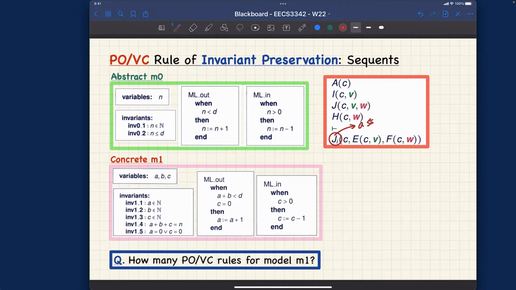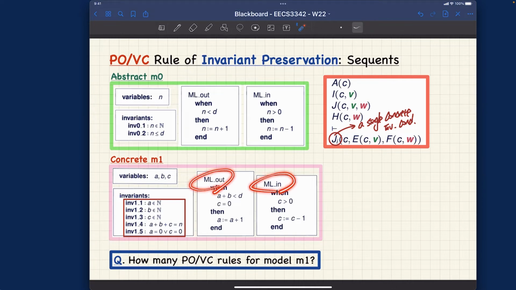A single concrete invariant condition. A single one. And in this case, how many conditions do we have? We actually have 5 events over here, so we need 5 multiplied by the number of concrete invariants. How many concrete invariants do we have? We have 2: ML out and also ML in. So that means we have 2 times 5. We have 10 in total, right? So these will be the 10 sequents that we have to formulate and to prove.